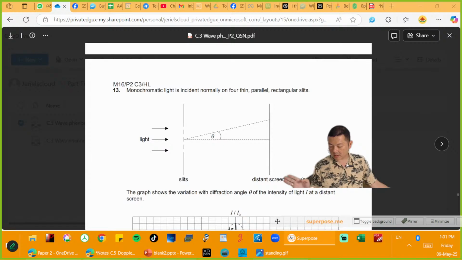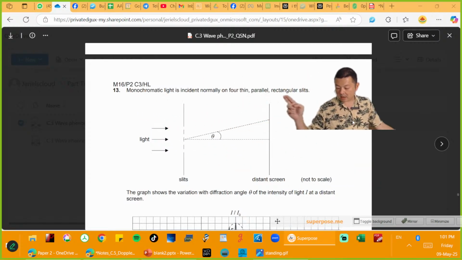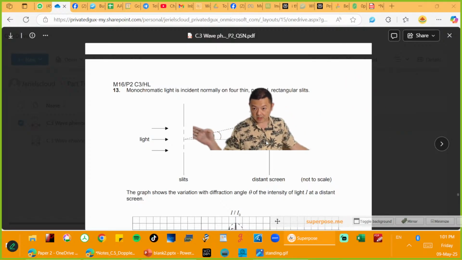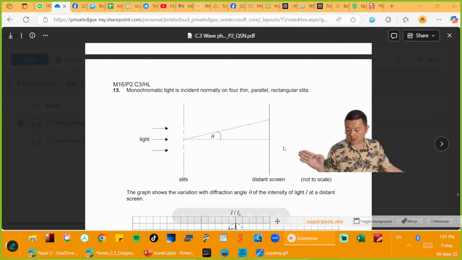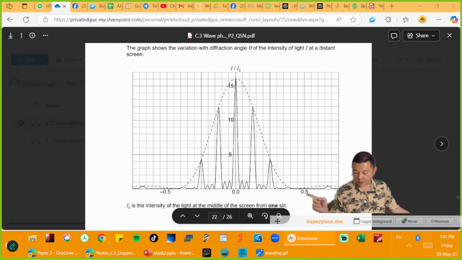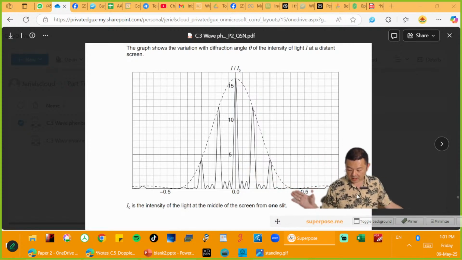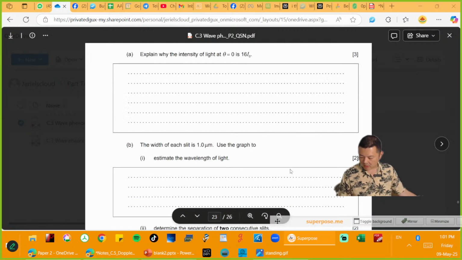This one will be, you see, monochromatic light incident normally on 14 parallel rectangular slits. So this is multiple slits. Do you understand that the multiple slit pattern is supposed to look like this? But because there's modulation, the 0, 1, 2, the third peak is missing, right? The third peak is missing. Okay, cool.